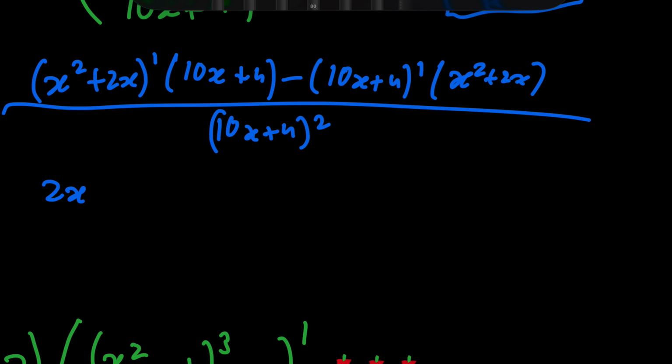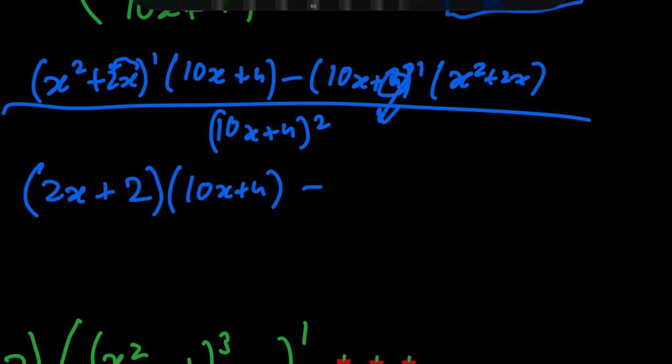It's just 2x plus derivative of 2x. So we take 1 down. So it's 2x to the power of 0, which is just 2 times 1, which is 2, times 10x plus 4 minus derivative of 10x plus 4.